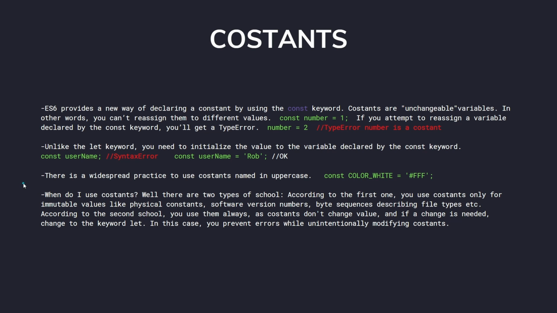When do we use constants? Well, there are two schools. According to the first one, you use constants only for immutable values like physical constants, software version numbers, byte sequences describing file types, etc. According to the second school, you use them always, as constants don't change value, and if a change is needed, we basically change the const keyword into the let one. In this case, you prevent errors while unintentionally modifying constants.